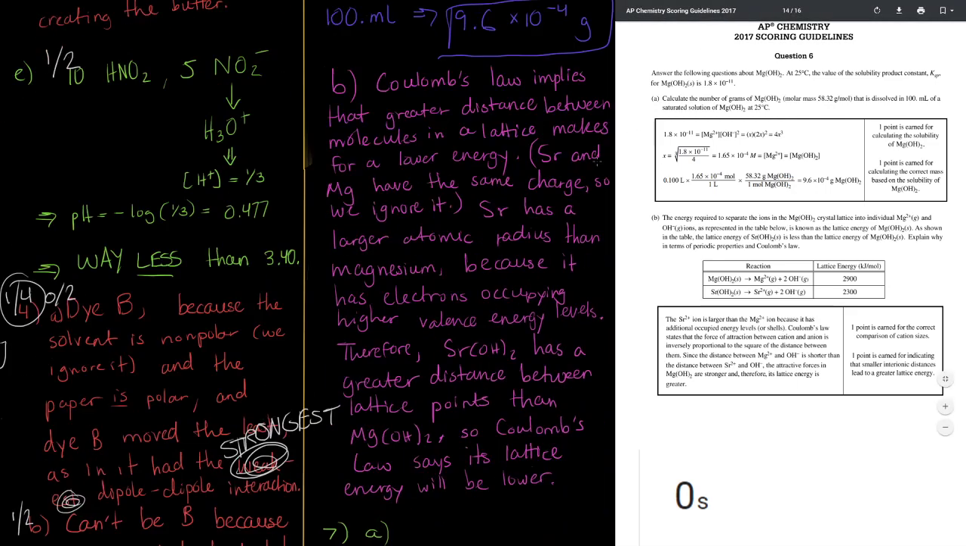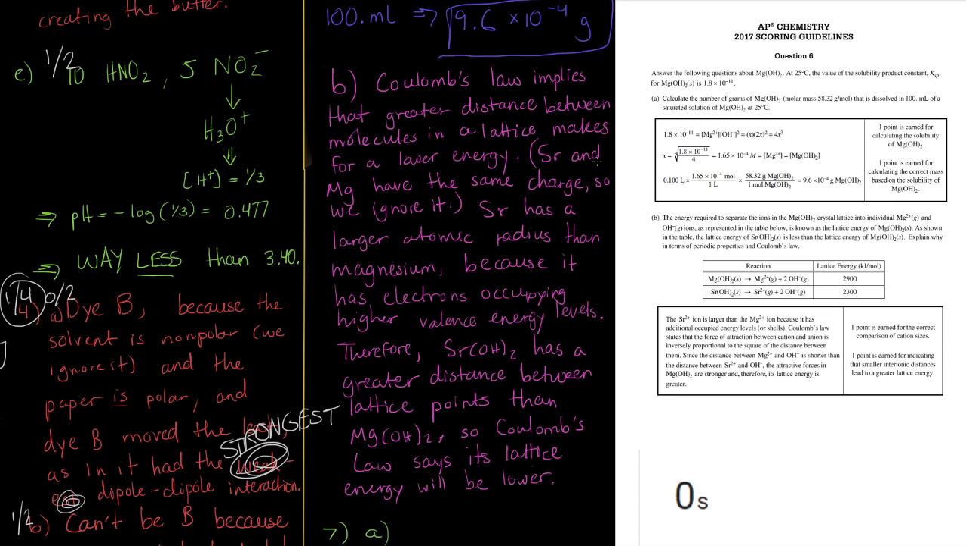Okay. The Sr2 plus ion is larger than the Mg2 plus ion because it has an additional occupied energy level, or shell. Coulomb's law states that the force of attraction between cation and anion is inversely proportional to the square of the distance between them. Since the distance between Mg2 plus and OH minus is shorter than the distance between strontium-2 plus and OH minus, the attractive forces in the MgOH are stronger, and therefore its lattice energy is greater. So 1 point earned for the correct comparison of cation sizes.